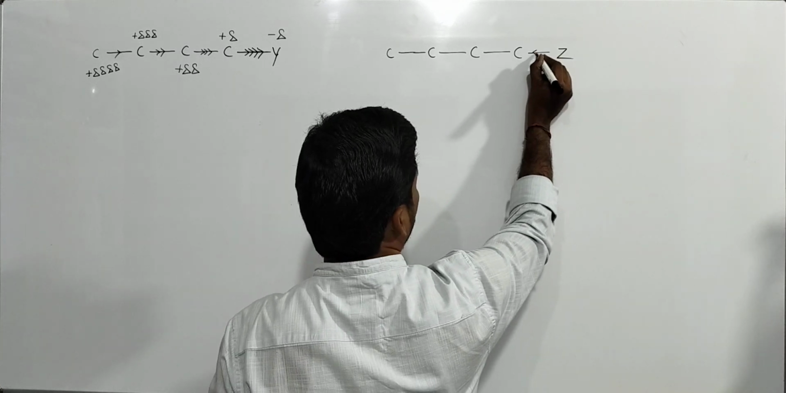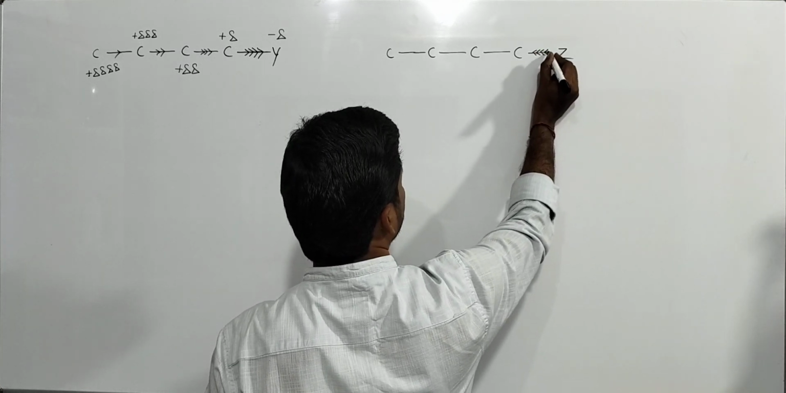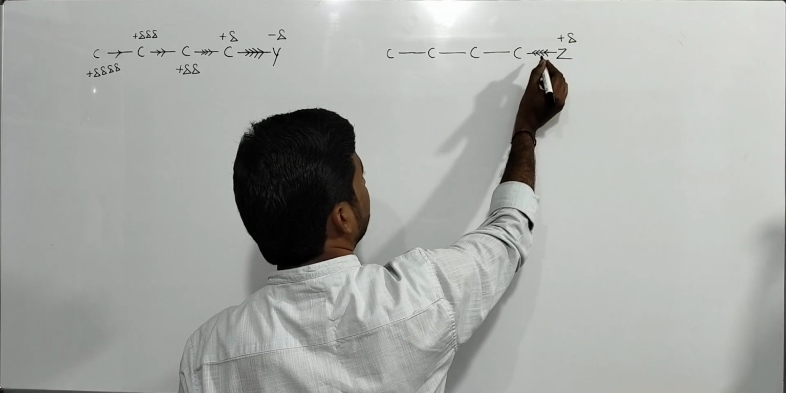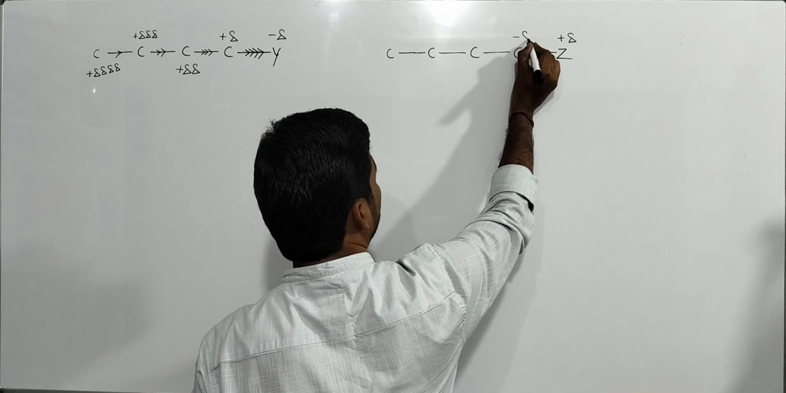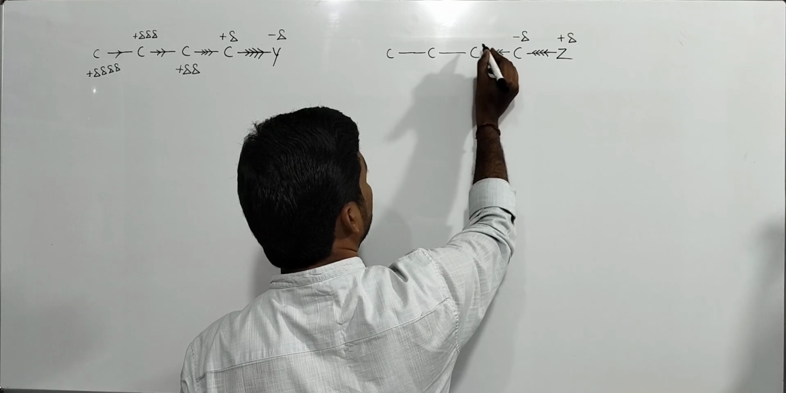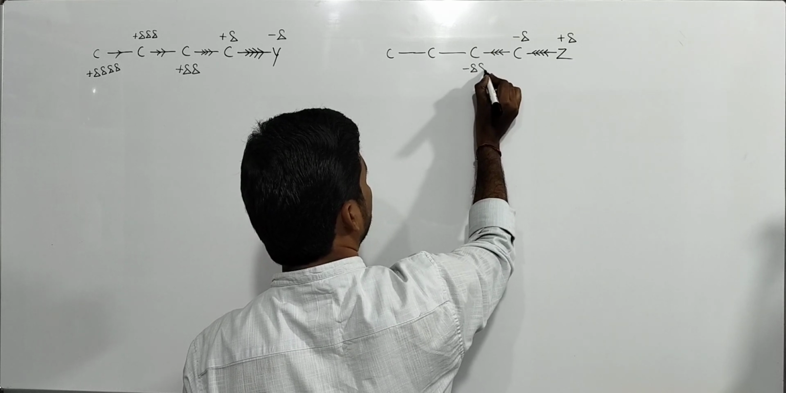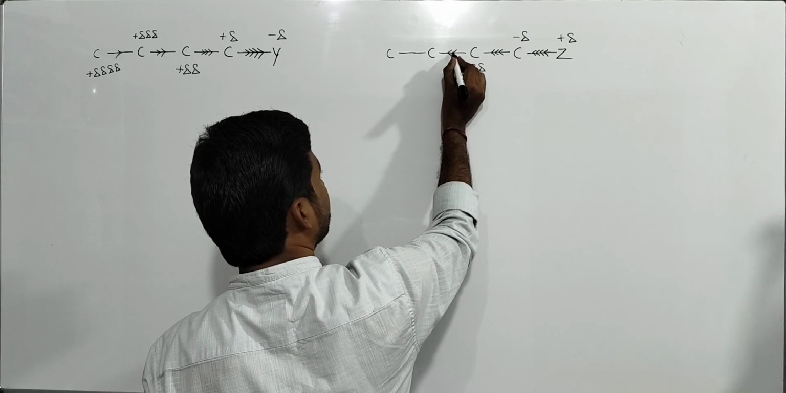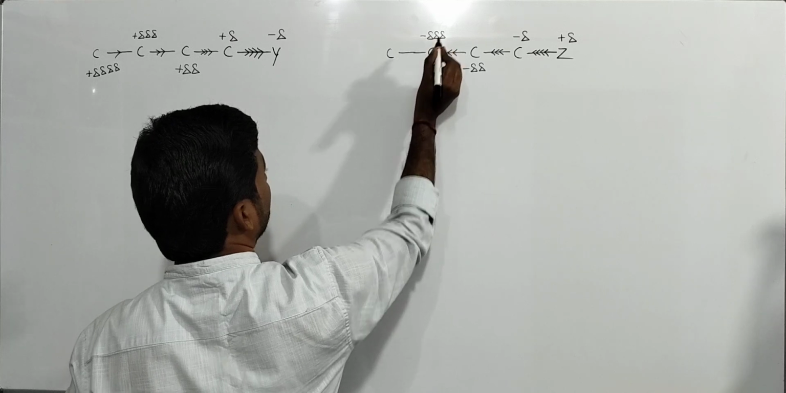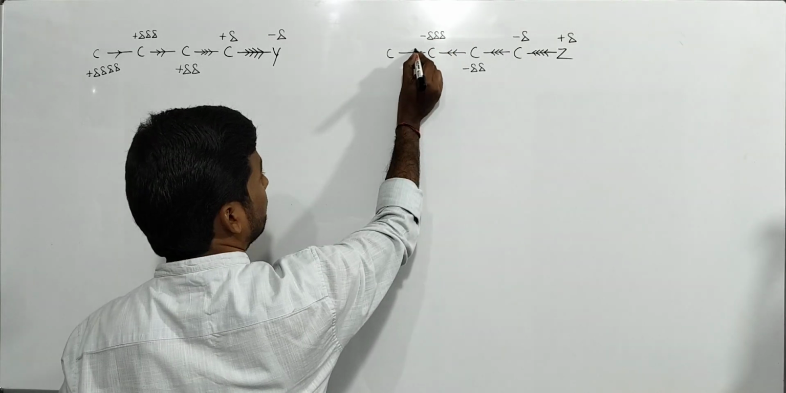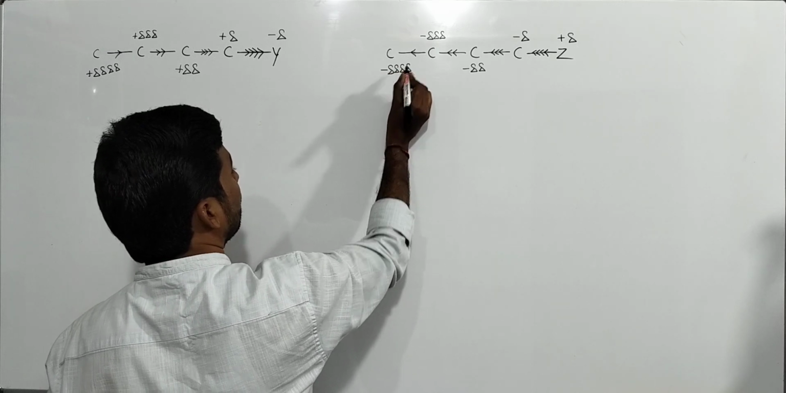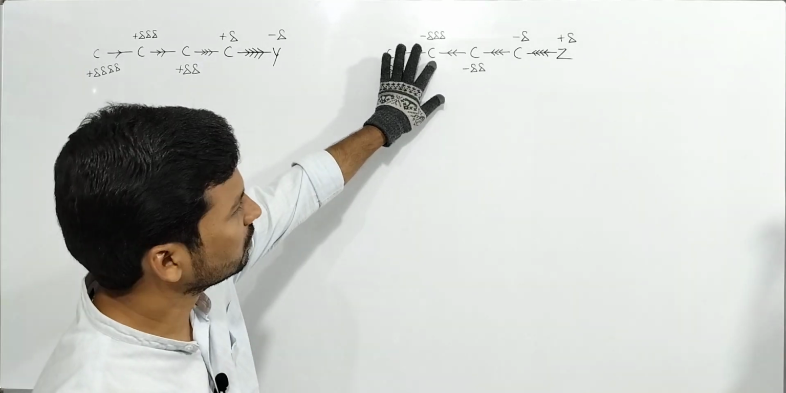Take this, it is different. If Z pushes electrons towards the carbon chain, then Z becomes partial positive. Due to the shift of electrons, this carbon becomes partial negative. Then that carbon pushes electrons towards the second carbon. Then the second carbon becomes partial negative. Then the second carbon pushes electrons towards the third carbon. Then this carbon becomes very partial negative. Then that carbon pushes electrons towards this carbon. Then this becomes very less negative.